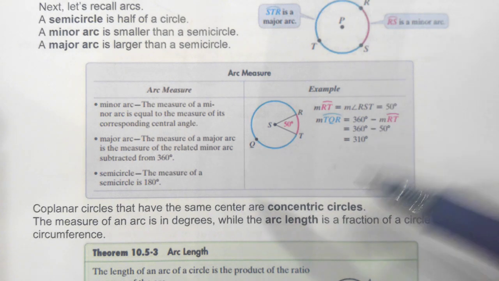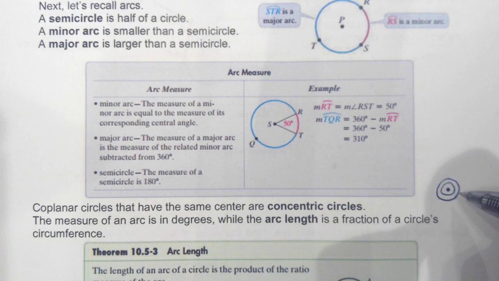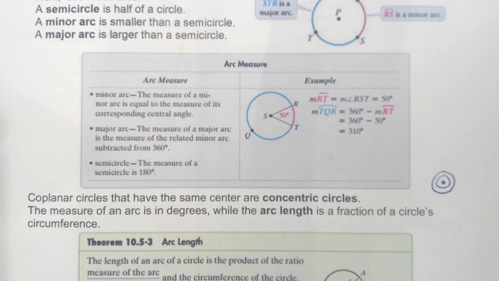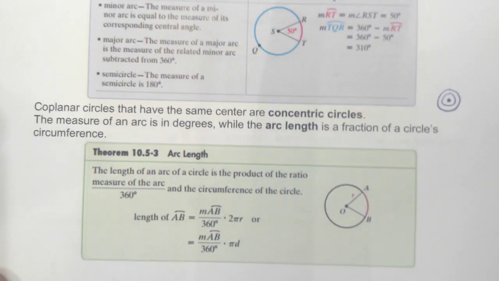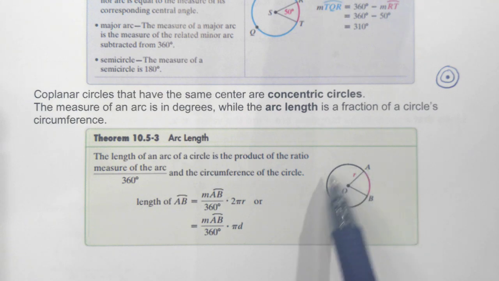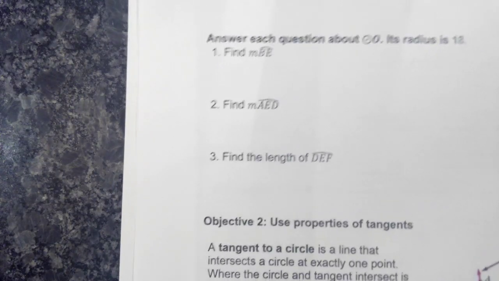Remember, if you have circles overlapping with the same center point, it would look like this. It's kind of a bullseye looking thing. Those are called concentric circles. And another thing we talked about was arc length, which is a fraction of the circle's circumference. So remember, it's the measure of the central angle divided by 360 times the circumference of the circle. So there's a good review.